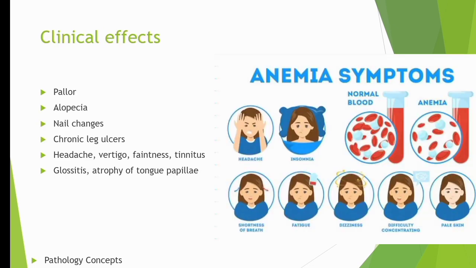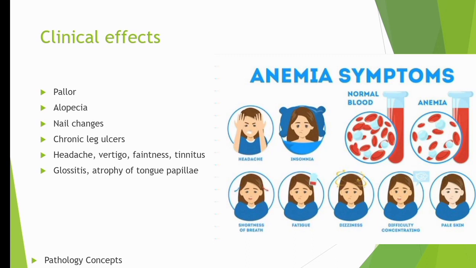Let's understand the clinical effects of anemia. First and important is pallor, and it is markedly seen on the mucous membrane of mouth, conjunctiva, lips, and nail beds. The skin of palm becomes pale first, and if hemoglobin decreases to less than 7 gram, then creases of palms also become pale. Alopecia is seen in pernicious anemia.